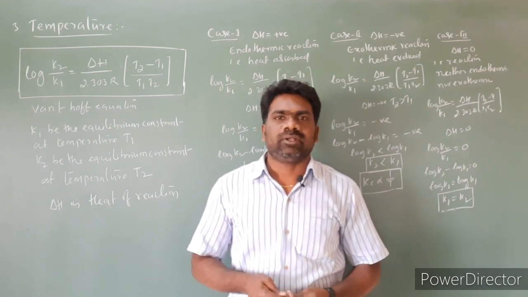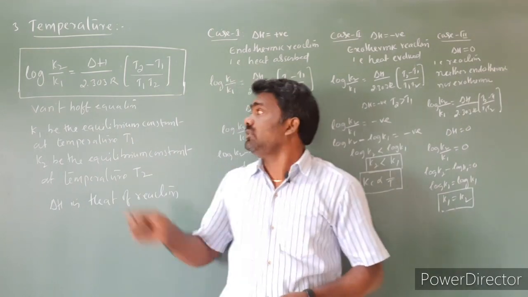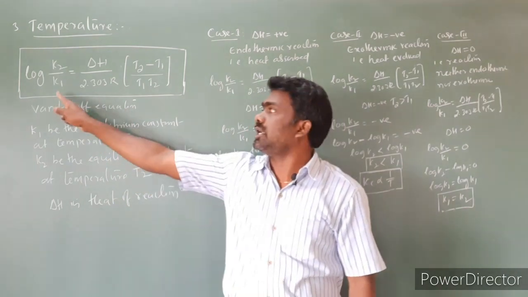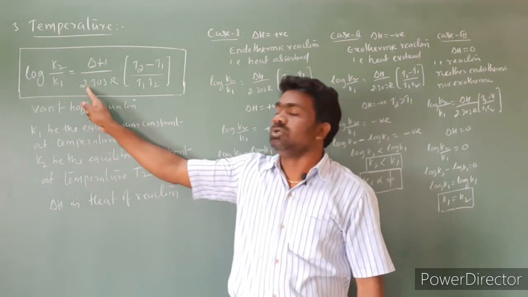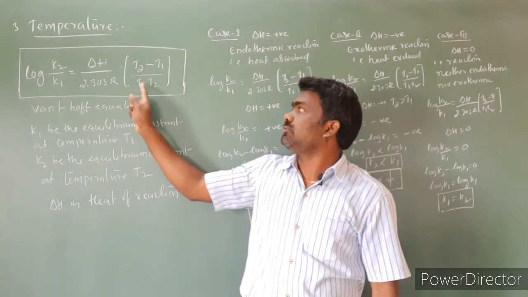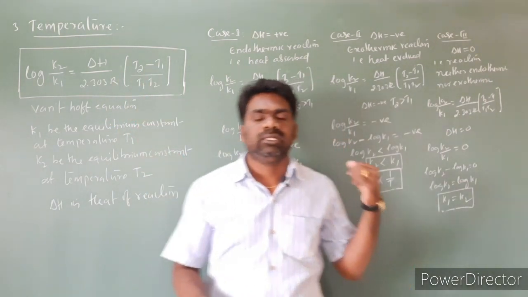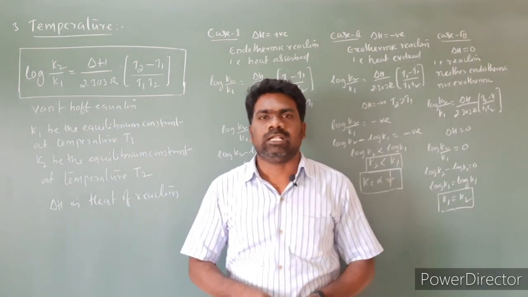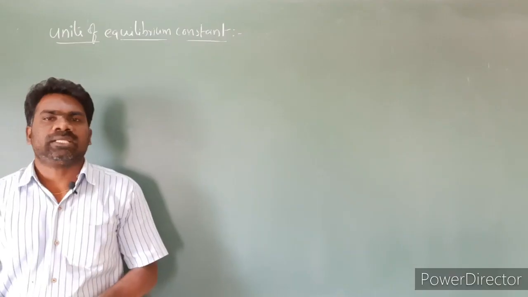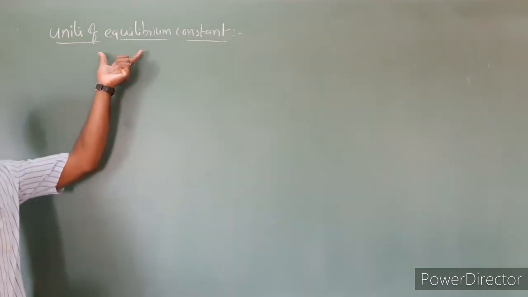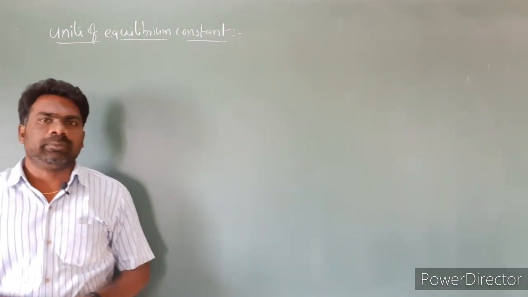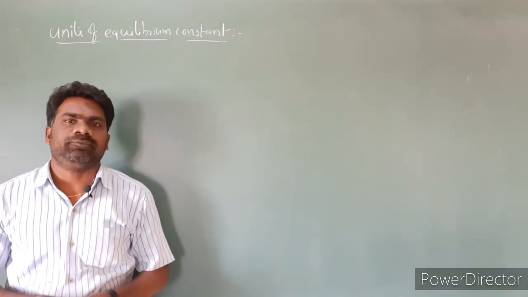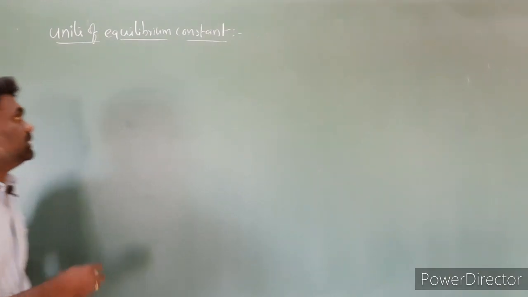The effect of temperature on equilibrium constant can be explained by using the van't Hoff equation: log K2 by K1 is equal to delta H by 2.303 R into (T2 minus T1) by (T1 into T2). So we have the three different cases. This is the effect of temperature on equilibrium constant. Next, units of equilibrium constant. The units of equilibrium constant vary in case of different reactions. Let us take some examples.